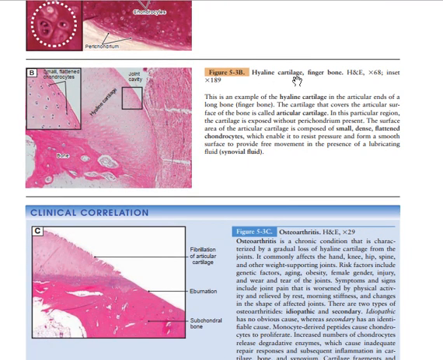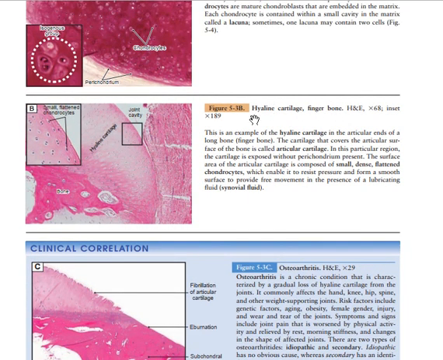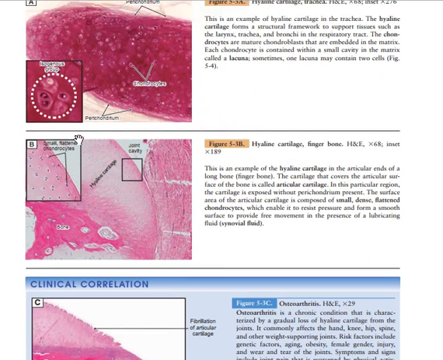Here, this is the hyaline cartilage of the finger bone, the articular surface of the finger bone. Here you see that in hyaline cartilage at the articular surface, there is no perichondrium.